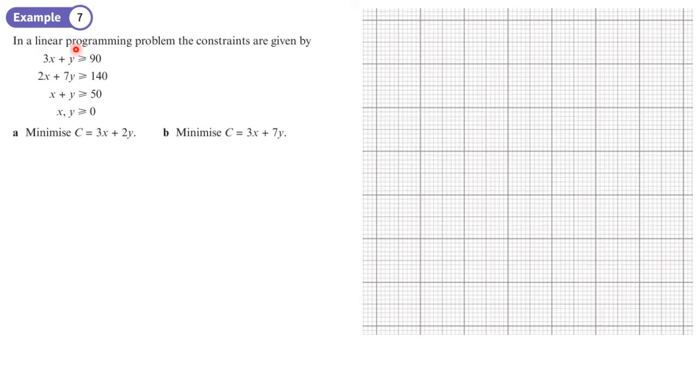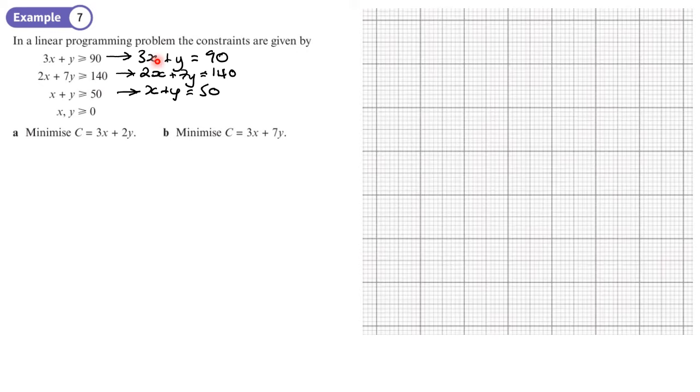Example 7. In a linear programming problem, the constraints are given by this, and we have two different objective functions here which we need to minimize, minimizing the cost. So the first thing we need to do is plot these lines and shade the correct regions. The first step is to write each one of these as an equation and then draw a suitable grid. Okay, so there we go, there's our equations.